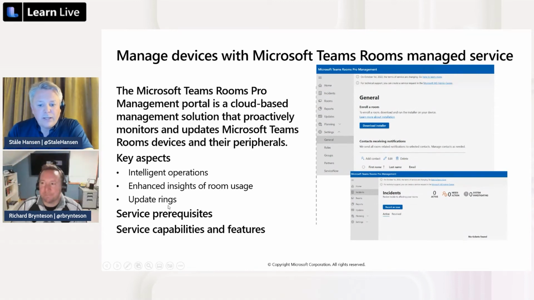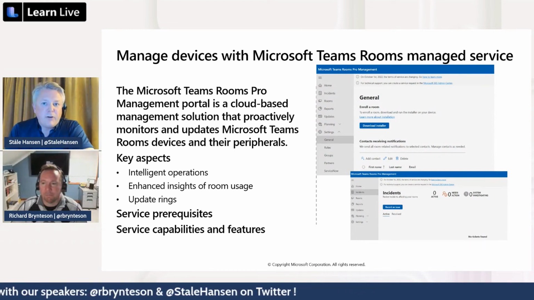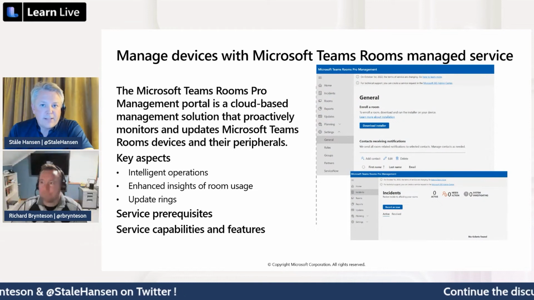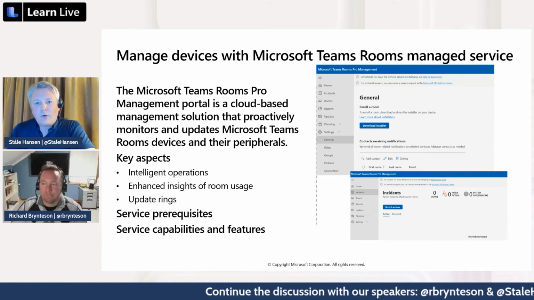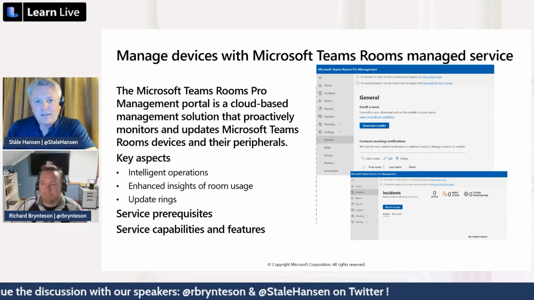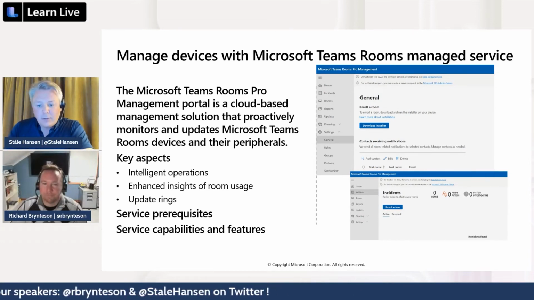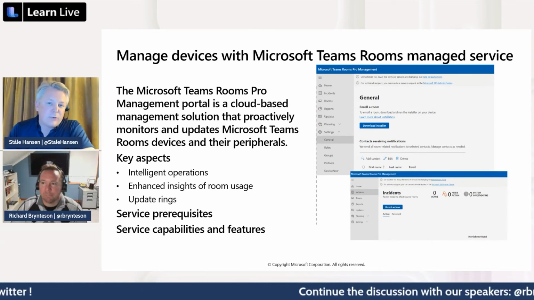And the best of all is update rings. Especially for Teams rooms, that's important, because then you can test it on a couple of rooms before you update the whole bunch of rooms. So update rings is something a lot of customers have been waiting for. This is available for the Teams Rooms Pro license. And if you're looking from a management perspective, the Teams Rooms Pro license is where it really shines, because it gives you additional capabilities in terms of monitoring and alerting as well, but also the update rings and enhanced insights. So you will actually get a lot out of the box here.